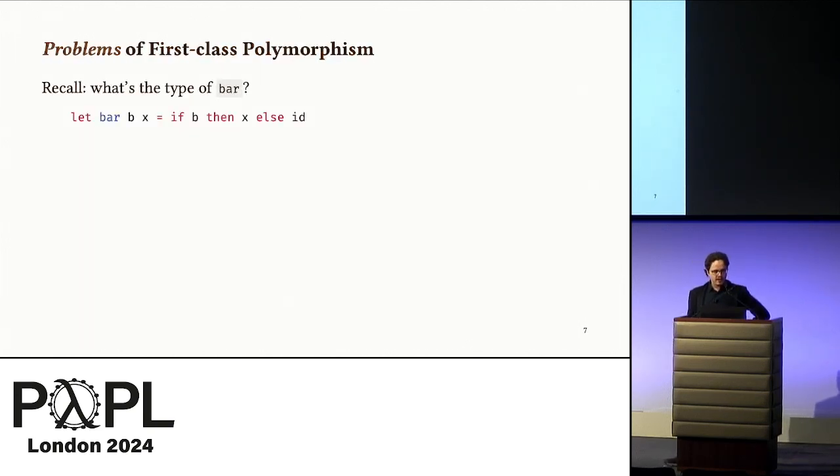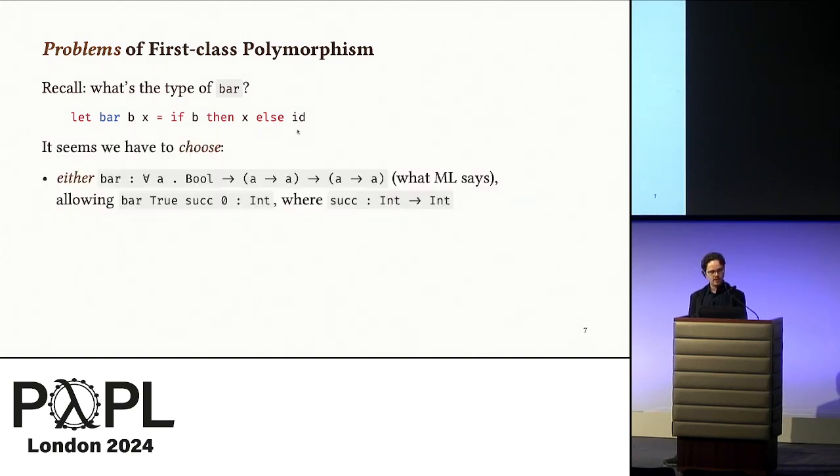So what's the type of the following function bar, which takes two parameters? It tests whether the first parameter is true, in which case it returns its second parameter, otherwise it returns it. And it seems we have to choose between two types. The first type is a type where the quantification appears on the outside, where you instantiate the type of id here. And so you get the for all A on the outside of the function type. So this is the type that ML will tell you.